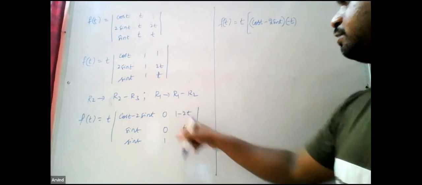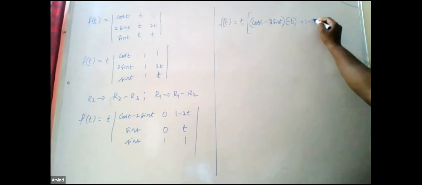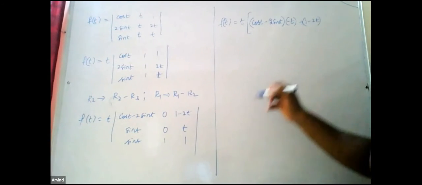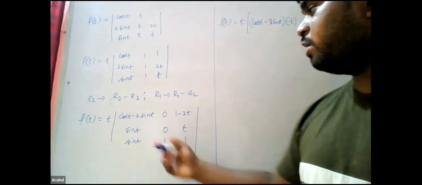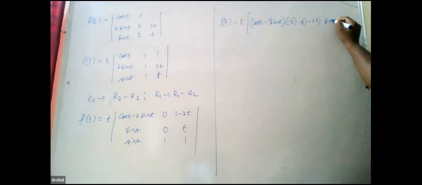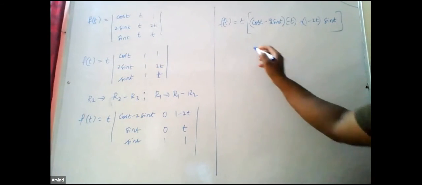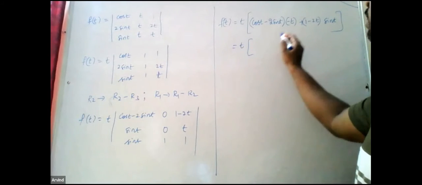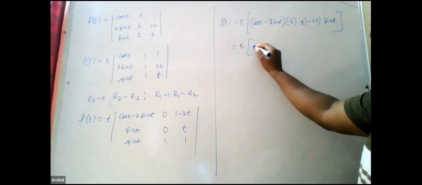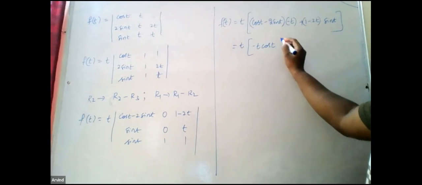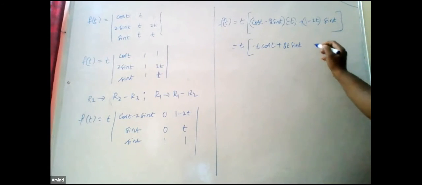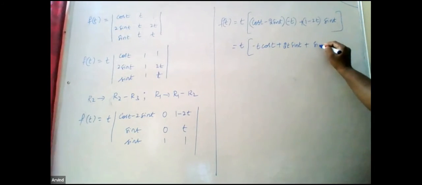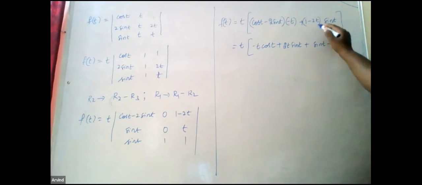Next for this, plus 1 minus 2t into sin into 1 is 1 sin t itself. 0 and anything is 0. So you get sin t here. I have only found the determinant. Now let us multiply t. cos t into minus t is minus t cos t. Minus into minus is plus 2t sin t, plus 1 into sin t is sin t, minus 2t into sin t is 2t sin t.